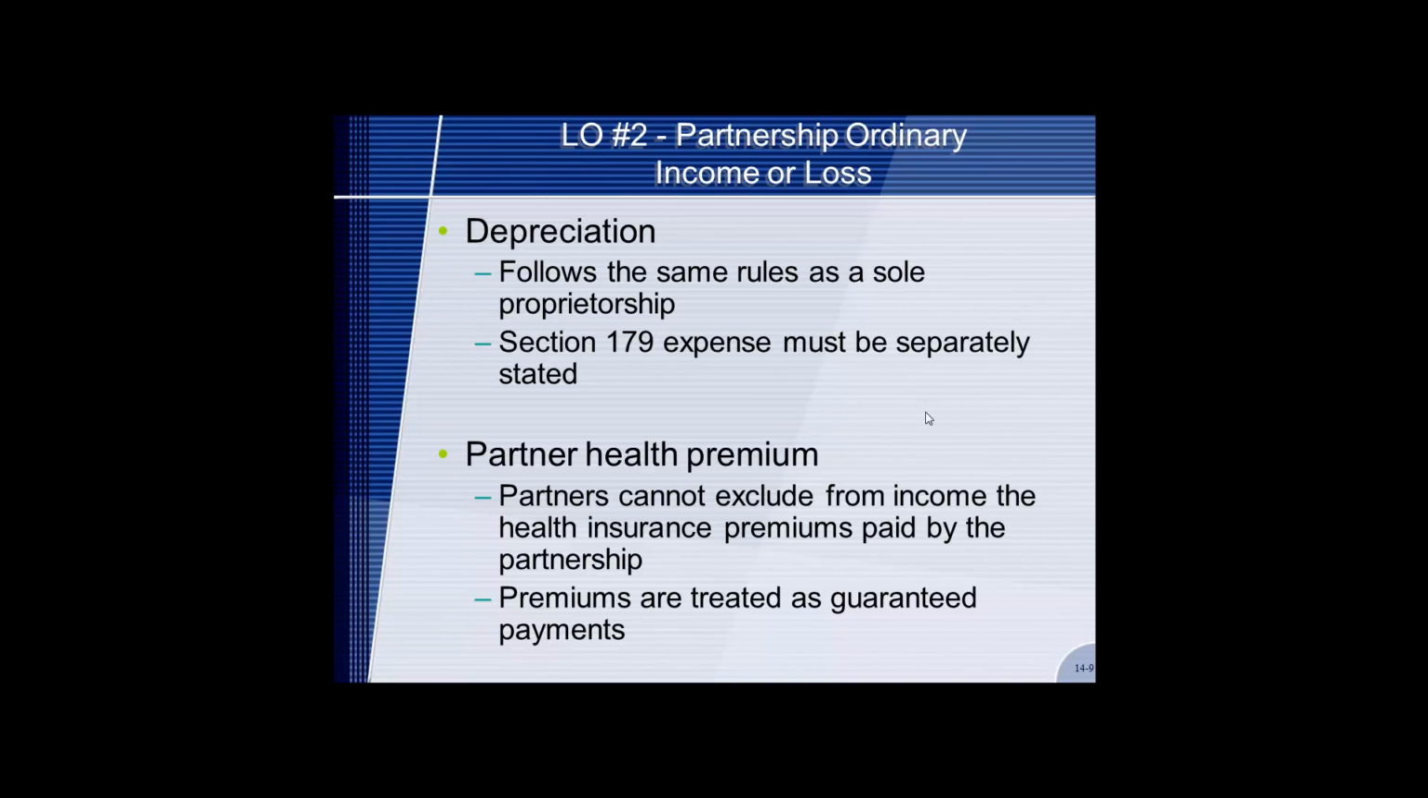Partnerships follow the same rules as a sole proprietor for depreciation. All Section 179 item expenses must be stated separately because they'll be taken at the partner level. Partner health premium: partners cannot exclude from income the health insurance premiums paid by the partnership. Premiums are treated as guaranteed payments. So if the partners are collecting health insurance from here, those payments are treated as guaranteed payments to the partner.